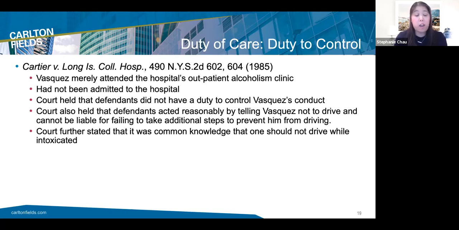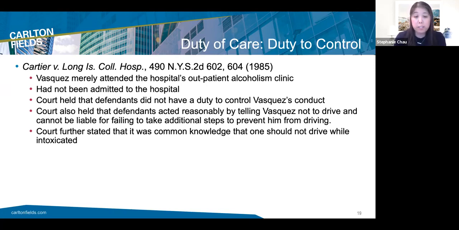And this bears out in some examples. I would note that many states follow the Restatement approach. So again, while New York law is the focus of our case law and some of the principles, you'll find similar case law in other jurisdictions. So in the first case that I've put on the slide, it involved an outpatient alcoholism clinic. And there, the patient had not been admitted to the hospital. And ultimately, the court held that the defendants did not owe a duty to control Vasquez's conduct. Again, it was outpatient. So because there was no measure of control, they had no duty to control either.